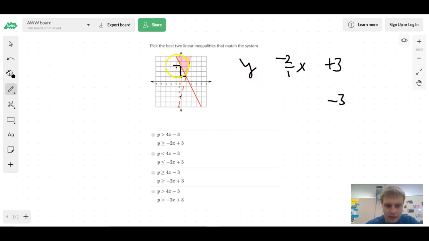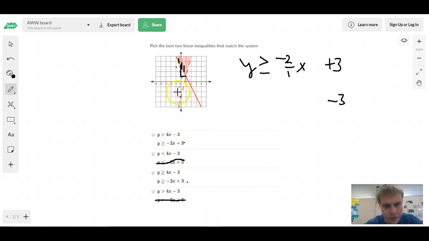And then we're going to look at the line. It looks like if you take any point on the line, the shading is above here, because if I take any point, it kind of goes in this above area. So it looks like that would be greater than or equal to, which narrows down some of our choices. Like that one would work. This one would not work because it's below. That one would work. This would not work because that's a solid line instead of a dotted. So now we're deciding between these two.